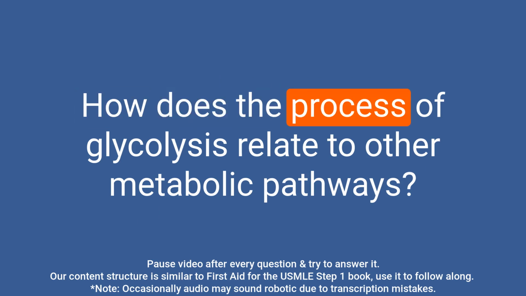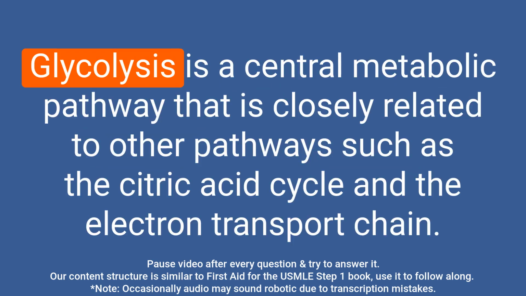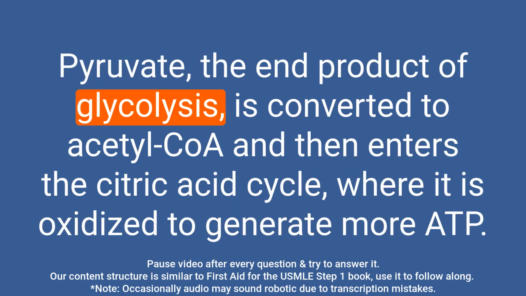Question: how does the process of glycolysis relate to other metabolic pathways? Answer: glycolysis is a central metabolic pathway that is closely related to other pathways such as the citric acid cycle and the electron transport chain. Pyruvate, the end product of glycolysis, is converted to acetyl-CoA and then enters the citric acid cycle, where it is oxidized to generate more ATP.